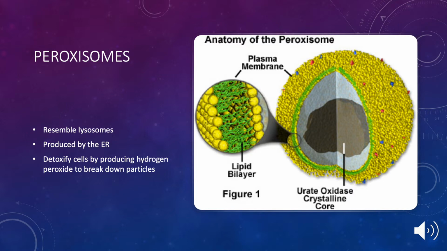Next are the peroxisomes. These organelles resemble lysosomes, and they are produced by the ER, or the endoplasmic reticulum. These peroxisomes detoxify the cells by oxidizing organic molecules, which produce hydrogen peroxide.